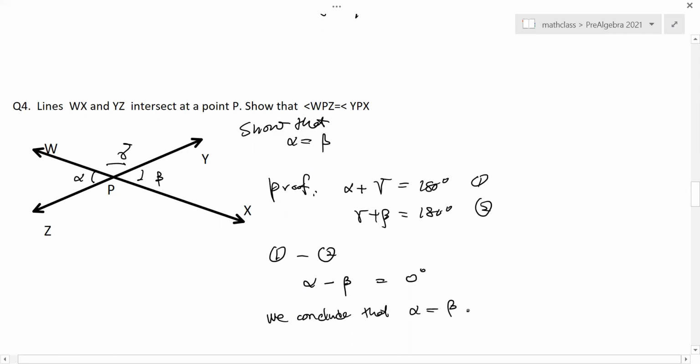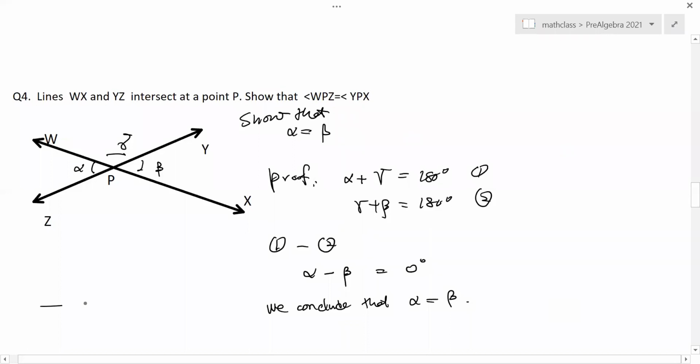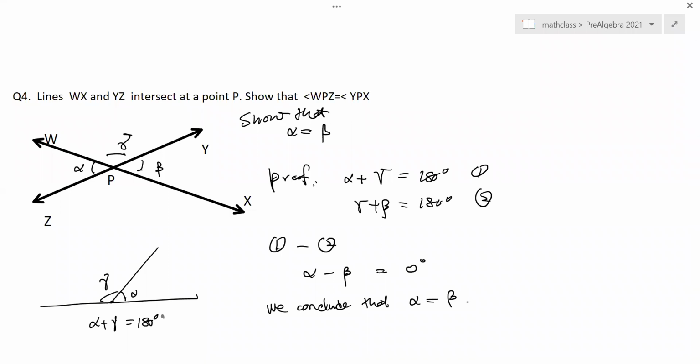alpha equals beta. So in mathematics, in geometry, sometimes you have to give a proof. You cannot say it's obvious just because you look at it. It is obvious, but you have to give a proof. And we know that if we have a line, this is alpha and this is gamma, so this is a straight line. So alpha plus gamma equals 180 degrees because they are supplementary to each other. That's a property we use.